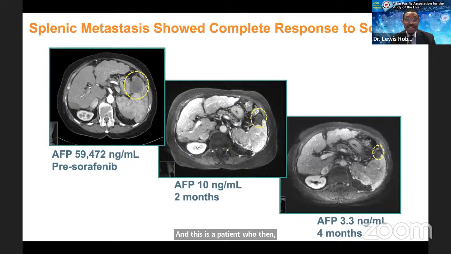She had had a surgical resection and then subsequently had developed a splenic metastasis. At the time I saw her, she had an AFP of almost 60,000. And we started her on sorafenib. Within 2 months, her AFP had declined to 10. And you can see here that there was substantial shrinkage and loss of enhancement of the splenic metastasis by 4 months, after her AFP had decreased to 3.3.